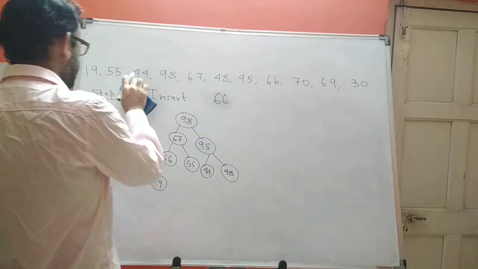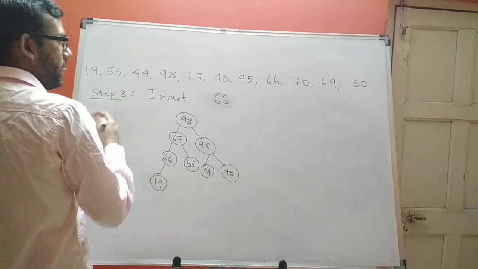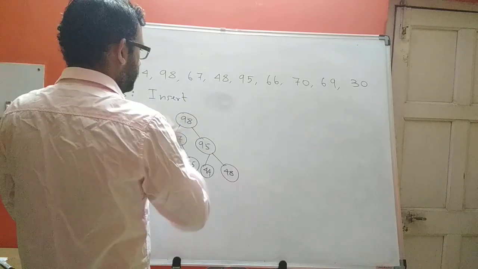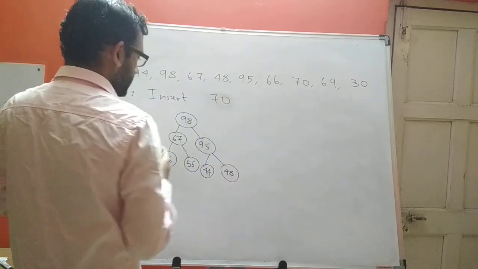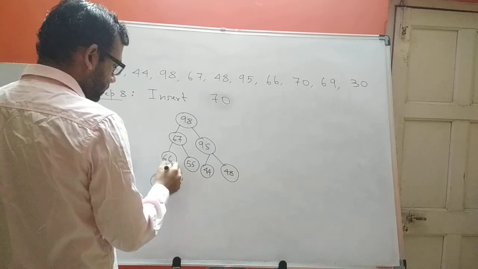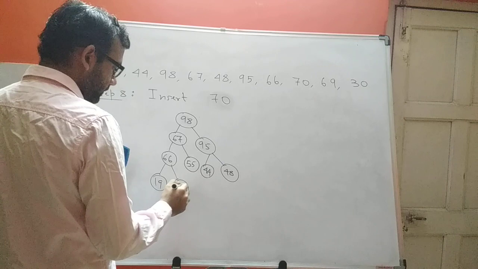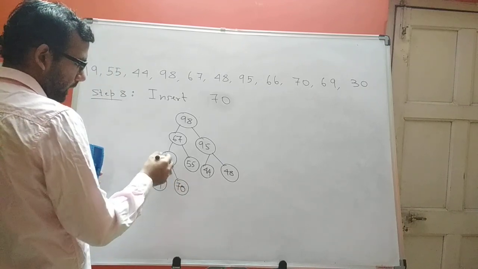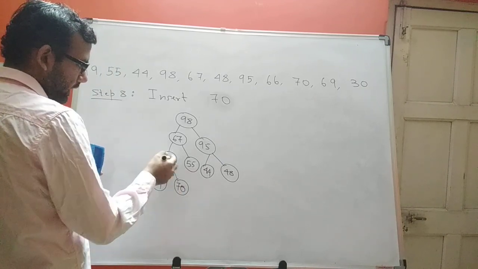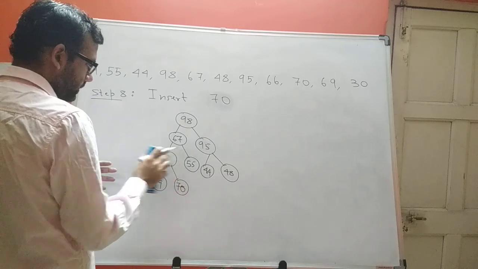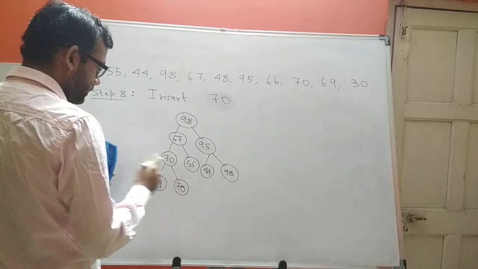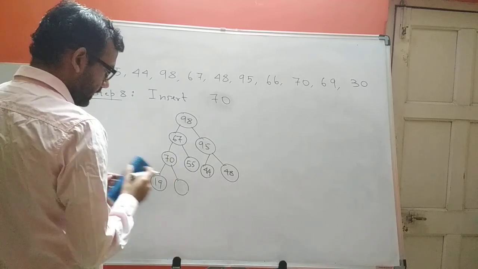Now after 66, I have 70. So let's try to insert 70. So where would 70 go? 70 would go, according to the property of complete binary tree, at this point. Now I would check with the parent. So 70 is greater than 66, so I need to swap it. So 70 goes here. 66 comes down here.